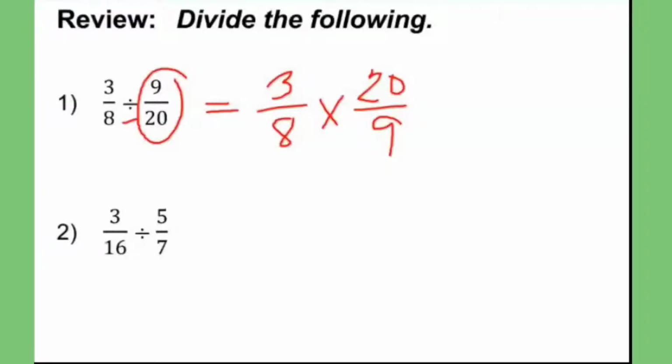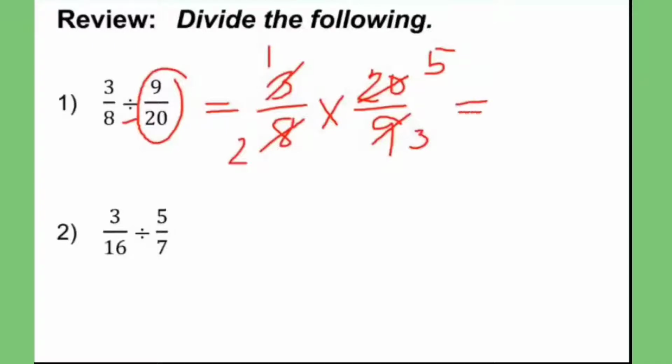Using cancellation method, ang common factor ng 3 at saka yung 9 ay 3. So, 3 divided by 3, 1. 9 divided by 3 is 3. Yung common factor naman ng 8 at saka yung 20 ay 4. 20 divided by 4, that is equal to 5. And 8 divided by 4, that is equal to 2.